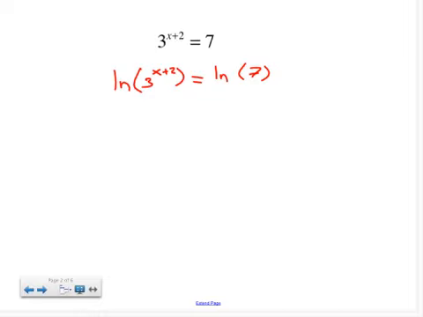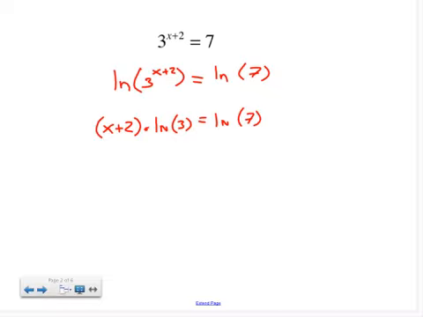Now, what does this do for me? Well, I have a property of logarithms that says when I have log of something to a power, the power is allowed to come down in front. So in this case, the power, which is x plus 2, may come down in front of the logarithm, which is now the natural logarithm of 3. The other thing we have to understand is that ln 7 and ln 3 are numbers. They're constants. So even though they're not numbers we're used to looking at and dealing with, they are still numbers.